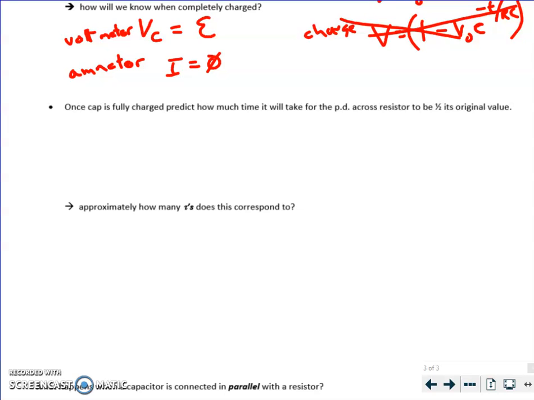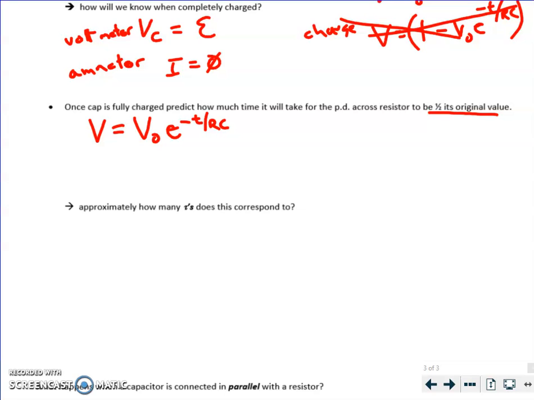For discharging, then we're going to use the equation. So we have a fully charged thing. We're predicting how much time it will take for the potential difference across to be half the original value. So we're starting at some V, and we want to go to half of that. So that implies that we're discharging. So how do we set that up? Well, we're looking at voltage. So we're going to say our voltage at some time is equal to our original voltage, e to the negative t all over RC.